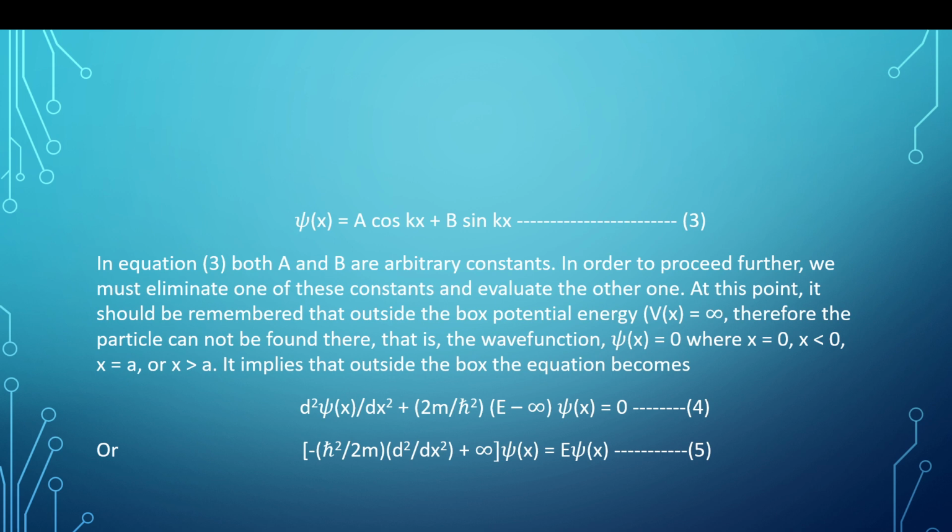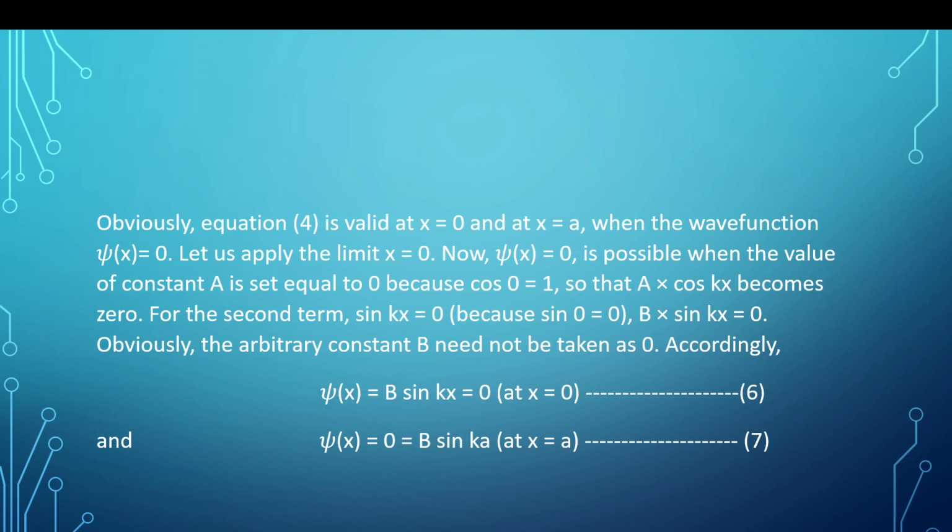Applying that condition, we can write the equation in the form of equation number 4, and equivalently equation number 5. These two are equivalent equations written in different ways. So one of the solutions is psi x equal to b sin kx equal to 0, or psi x equal to 0 equal to b sin ka, applying the limits.